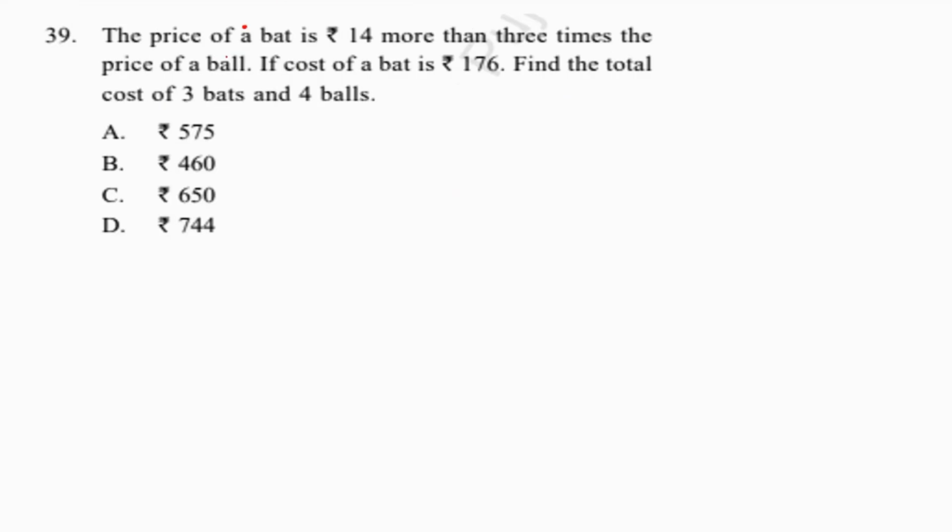Next, question number 39 reads, the price of a bat is 14 more than 3 times the price of the ball. Let the ball be X. So the bat would be 14 more than 3 times X.